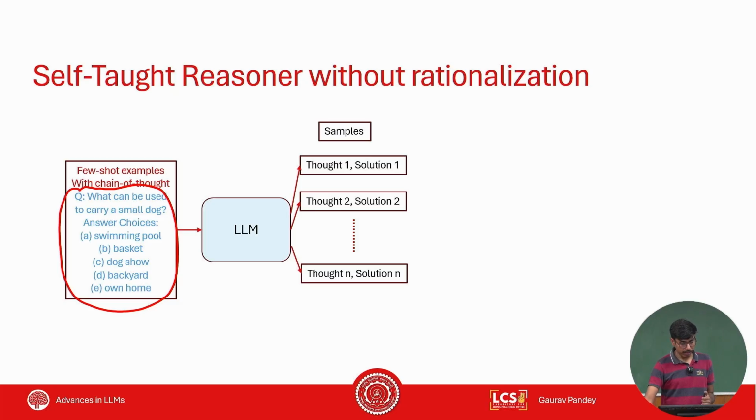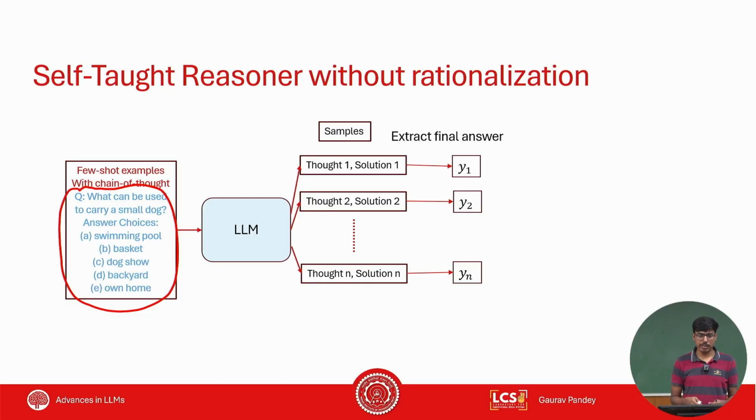In the prompt, in the few-shot examples, you have output of the form thought, solution, thought, solution, thought, right? So when you generate the answer, you will also have some thought and then solution. Let's say the thought might look like, because we are talking about a dog and the dog is not very big, maybe a basket can be used for carrying the dog. So that's what the thought will look like, and the solution would be B, basket.